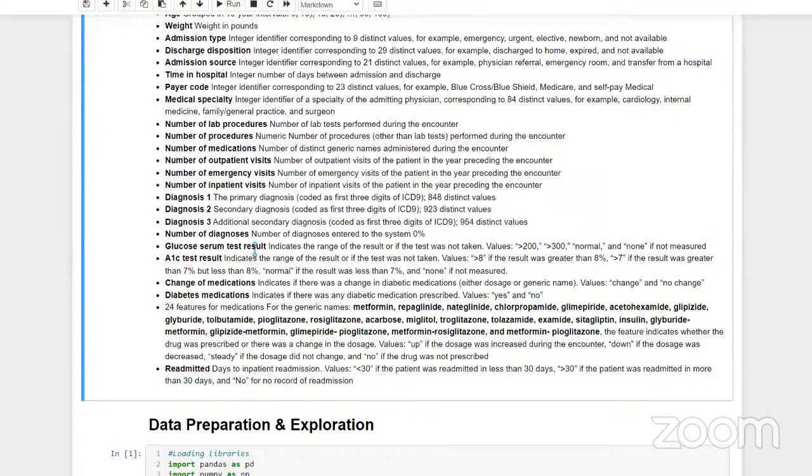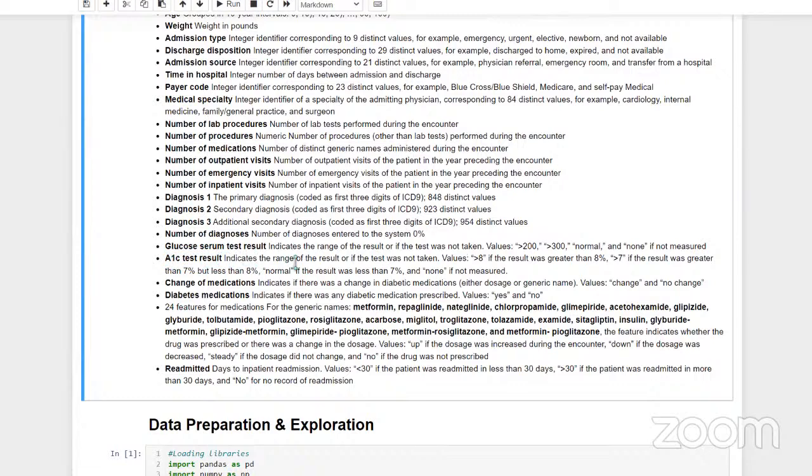Next is the glucose serum test. Here it will indicate the range of the result, like greater than 200, greater than 300, or if the test was not taken, we also have to mention that.